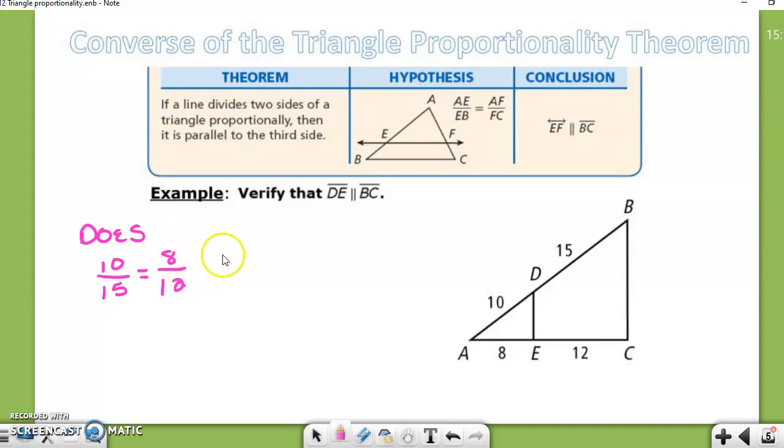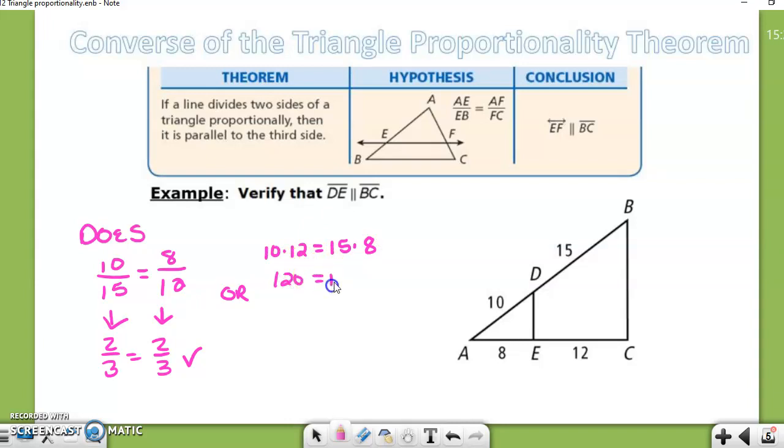Well, when I cross multiply, or I can reduce to see if I get the same ratio. That'd be one way. Or you can stick with the cross multiplying, and you can do 10 times 12, see if it equals 15 times 8. What you find is 120 equals 120. Yes. So, yes, DE is parallel to BC. And I could add that notation to the drawing.